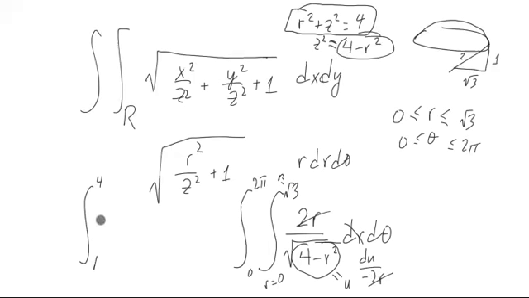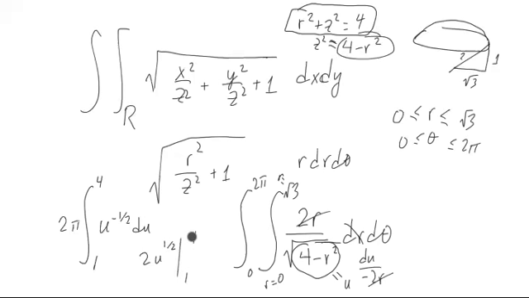Then we have simply u to the negative 1/2 du. The integral from 0 to 2 pi of theta just amounts to multiplying the whole thing by 2 pi. Taking an antiderivative, we end up getting 2 u to the 1/2.